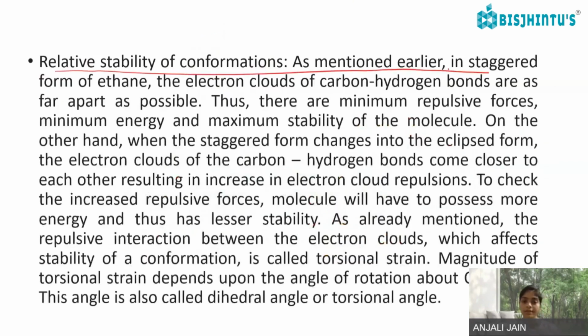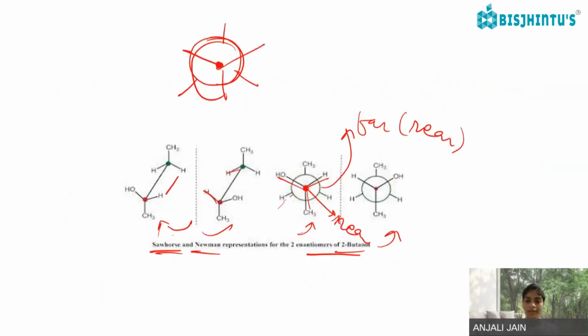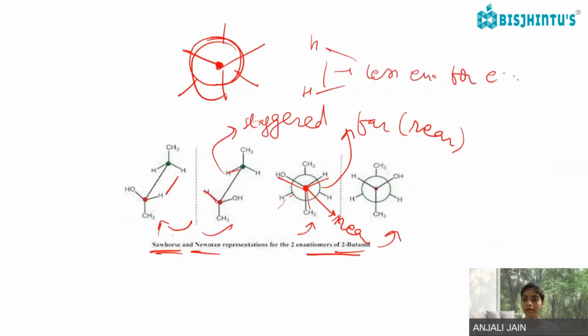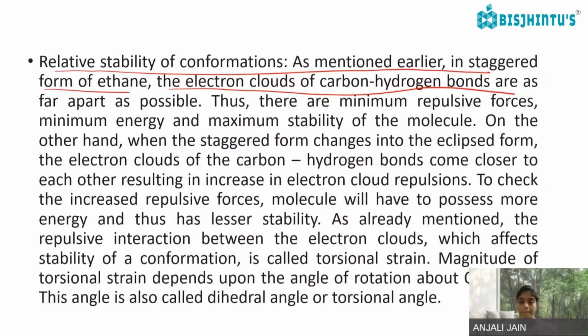Relative stability of conformations: as mentioned earlier, in the staggered conformation of ethane the electron clouds of carbon and hydrogen bonds are as far apart as possible. So less energy is required, since the electron clouds are far apart. Thus there are minimum repulsive forces, minimum energy, and maximum stability. If energy is minimum, then stability is maximum, and minimum repulsive forces are there because the electron clouds of the carbon-hydrogen bonds are at a good distance.